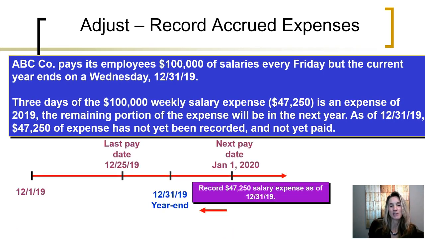Accrued expenses are expenses that the company has incurred, but they have not yet recorded. For example, if ABC pays its employees $100,000 of salaries every Friday, and the current year ends on a Wednesday, 3 days of the $100,000 weekly salary expense, or $47,250 worth, is an expense of 2019. The remaining portion of that week's salary expense is next year's expense. But as of December 31st of 2019, we need to record the expense so it is recorded and reported during the current accounting period.